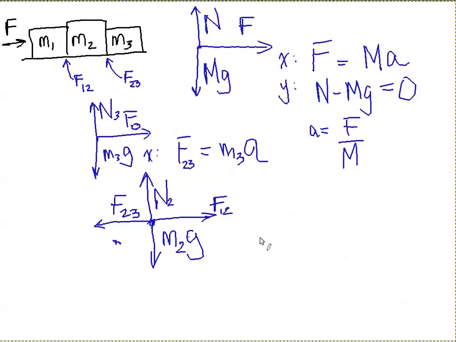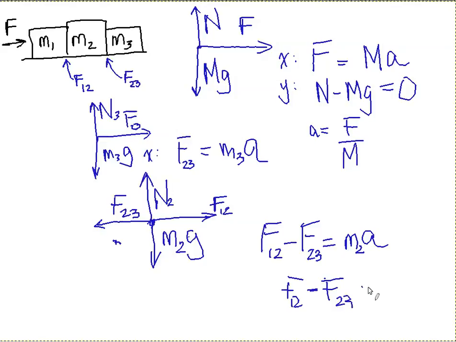So the x equation for this box is going to be F1,2 to the right because it's positive, minus F2,3 to the left because it's negative, has to be equal to M2A. And since we know the acceleration from this calculation, and we know F sub 2,3 from this calculation, it's really easy to calculate F sub 1,2. It's just going to be F sub 2,3, which we already calculated, plus M2A. And there you go.